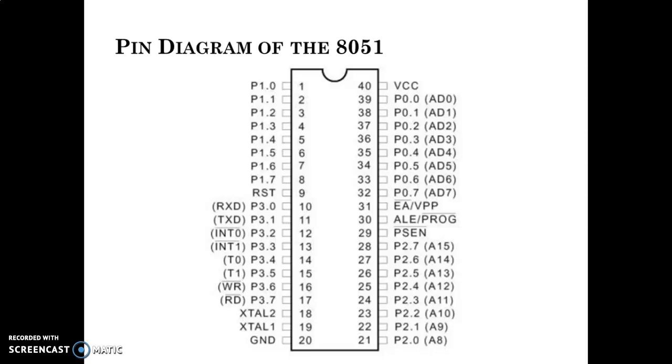Here are the higher order address lines A8 to A15. The 29th is the program store enable bar pin. The 30th is the address latch enable or programming bar pin. The 31st is the external access bar, programming voltage pin. Pins 39 to 32 are the port 0 pins, the address data pins AD0 to AD7. The 40th pin is the VCC supply pin.